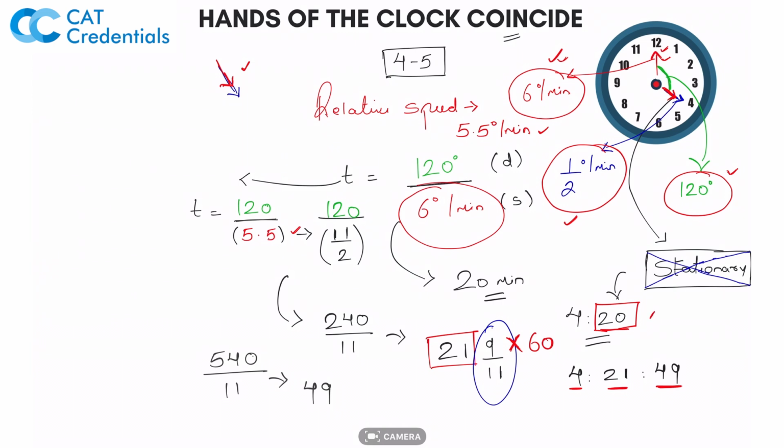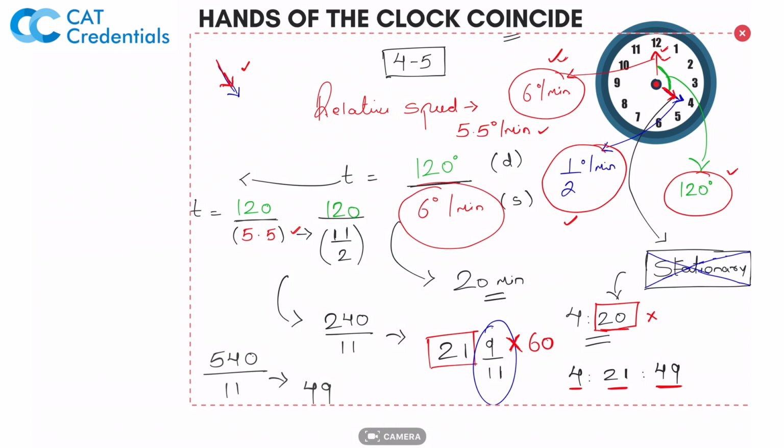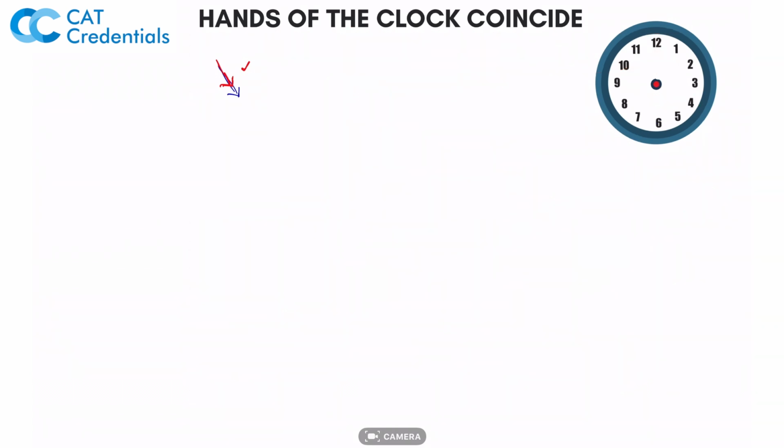So not 420, because the hour hand is not stationary, it is also moving. Now imagine a scenario. Actually, what is happening here? I got my final answer as 4 hours 21 minutes and 49 seconds when the two hands of the clock will coincide. How will it actually happen? It is 4 o'clock, so my hour hand is here and my minute hand is here.